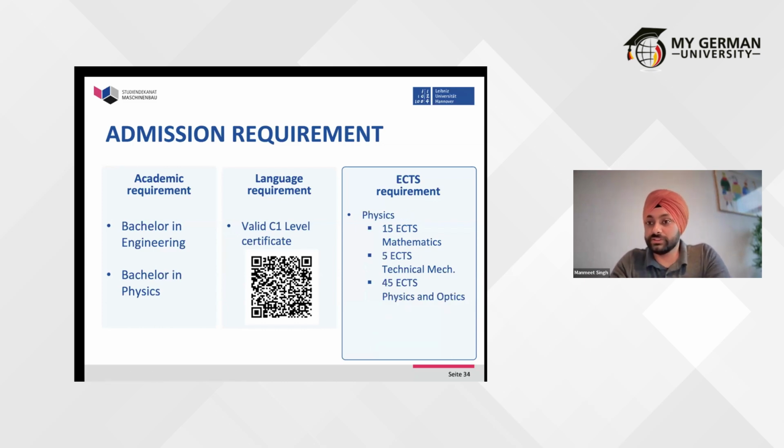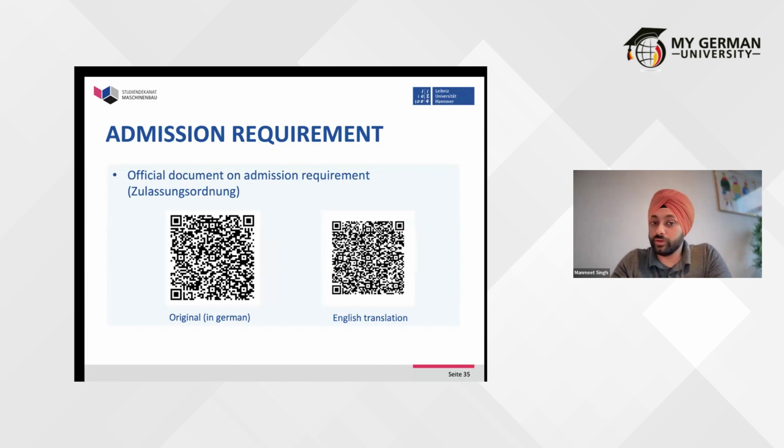Similarly, for the students coming from a physics background, they need to have 15 credit points in mathematics, 5 in technical mechanics, and 45 credits in physics and optics combined. If you want to go through the official document on admission requirements, because in Germany everything is documented, it's a document which is approved by the Ministry of Education in our state. We have the original one in German and an English translation. When it comes to legality, only the German one is applicable, but you are allowed to read any of them.